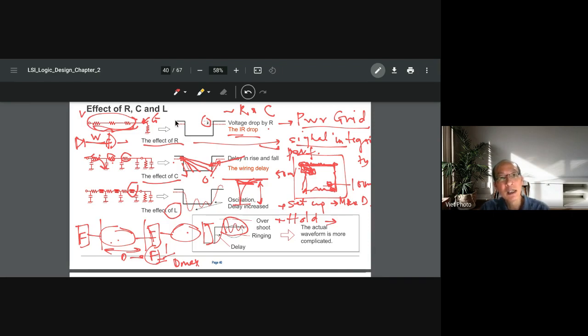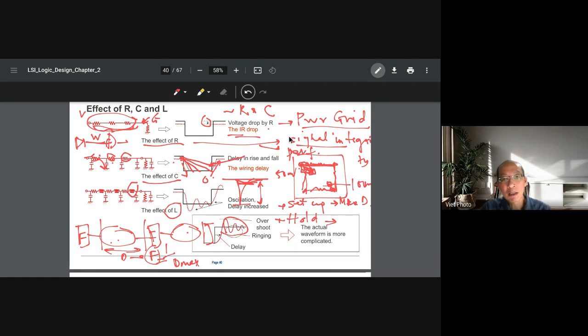Later on you will see that they model the cell with the timing. Okay, I talked about that, that's something else. So that's about the power grid. Because of the IR drop, they have to reduce the voltage drop. So they have to make the power grid very strong, with very wide wire.